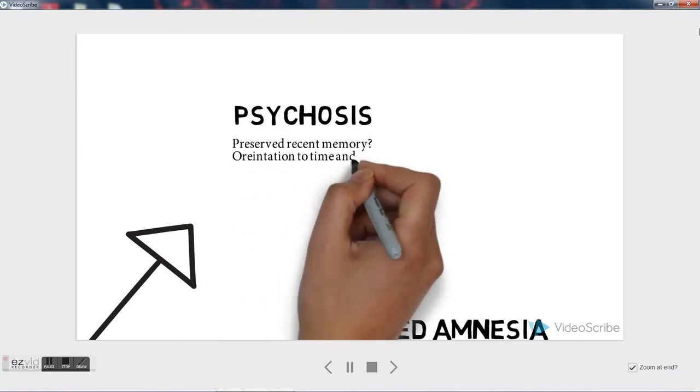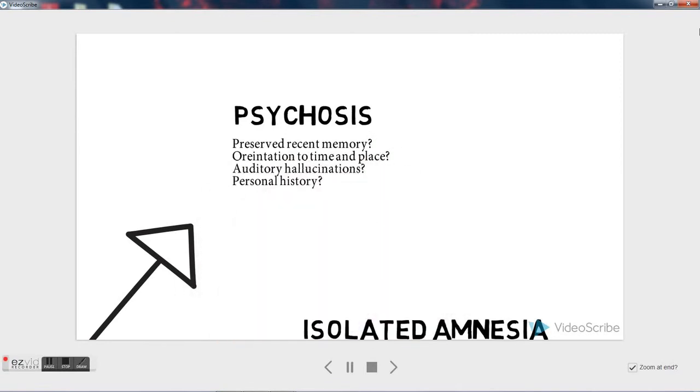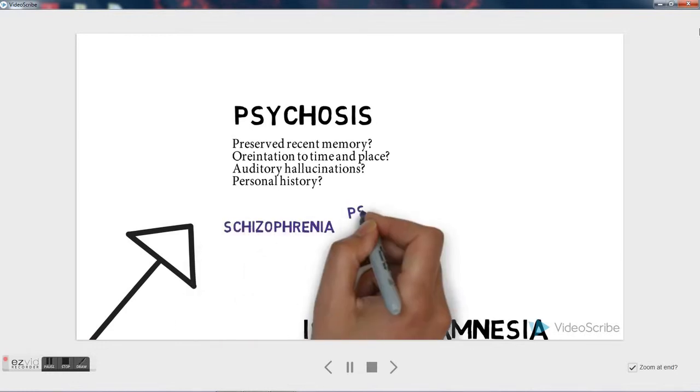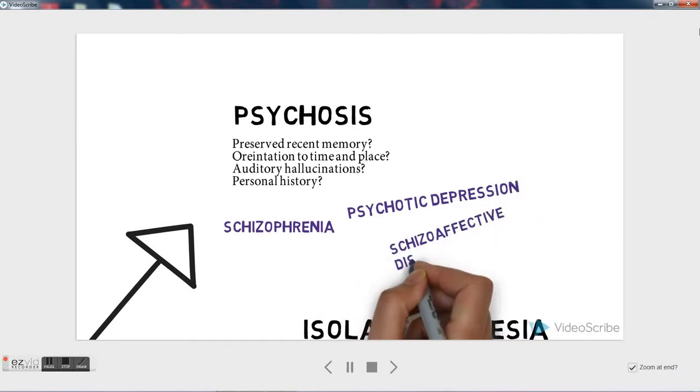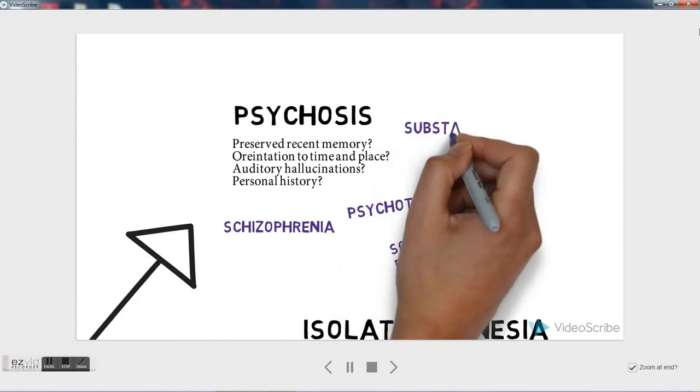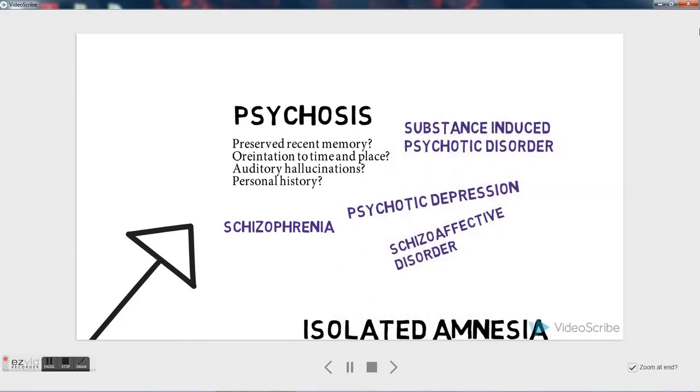Psychosis can be identified by the preserved recent memory. The patient might be orientated to time and place but not person, and auditory hallucinations may be the main feature of the history rather than the visual hallucinations common in delirium. The personal history of psychosis is also a useful indicator. Differentials inside psychosis include schizophrenia, psychotic depression, schizoaffective disorder, and substance-induced psychotic disorder.